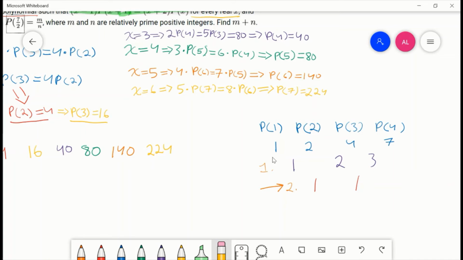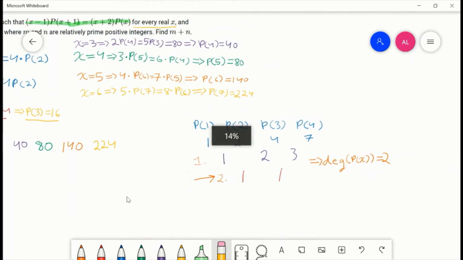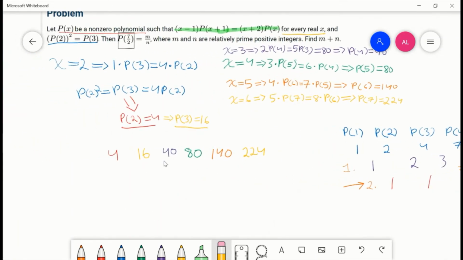And the opposite is true. So in this case, it took us 2 steps to get there, which means that the degree of p of x is equal to 2. Okay, so we have that going right there. Let's apply the same process here.